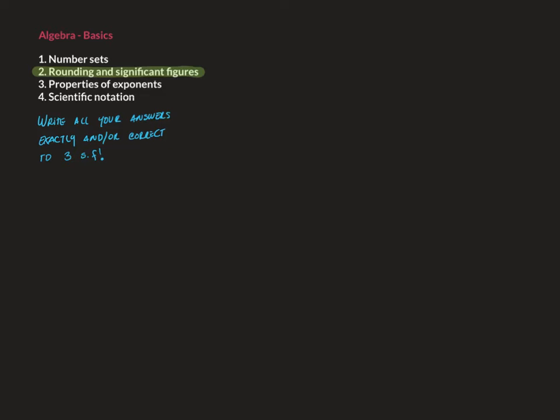So 3 significant figures. What are significant figures? Let's consider a number. So this is the number 1379. This number has 4 significant figures. So the significant figures are those digits that are different from 0. So 1, 3, 7, 9. These are all significant figures.